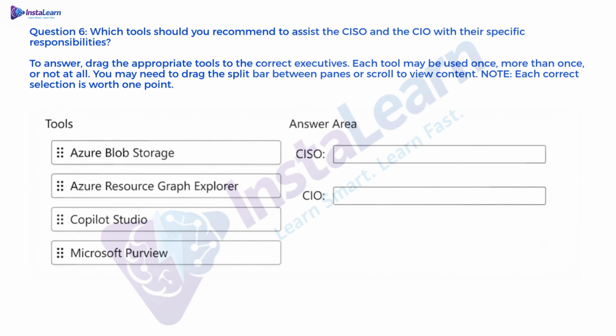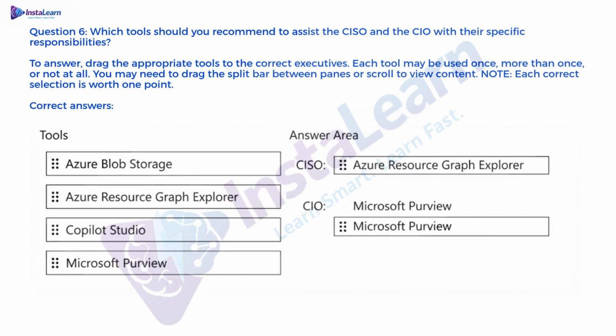Answer area. 1. CISO. 2. CIO. Correct answers. 1. CISO, Azure Resource Graph Explorer. Here's why. The Chief Information Security Officer, CISO, is responsible for security, compliance, and governance. Azure Resource Graph Explorer allows the CISO to quickly query and visualize security configurations and resource compliance across their entire Azure environment to identify risks.